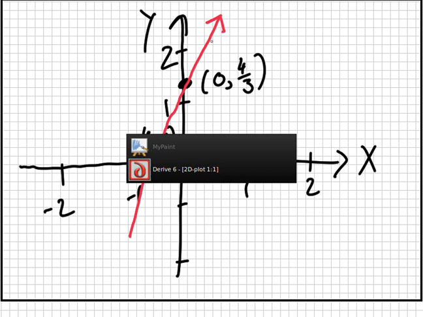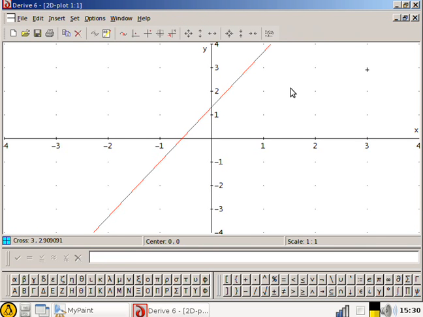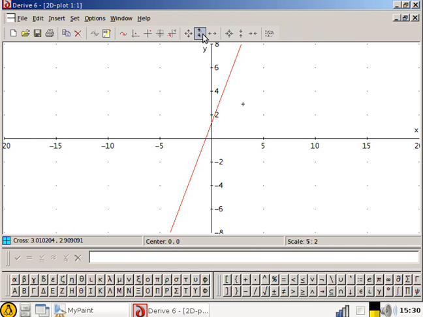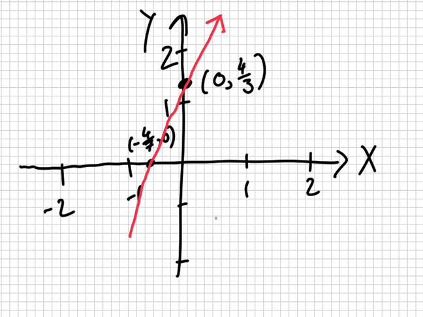And let me draw a nicer one for you. So we have, what did I say? Y equals 7 over 3x plus 4 over 3. Okay. Yeah, so you get the same thing. So that really is the same thing there. Just not as nice. Okay, so draw that one, please.